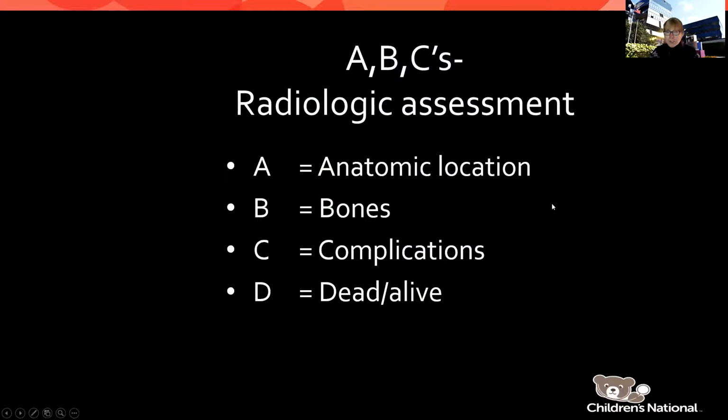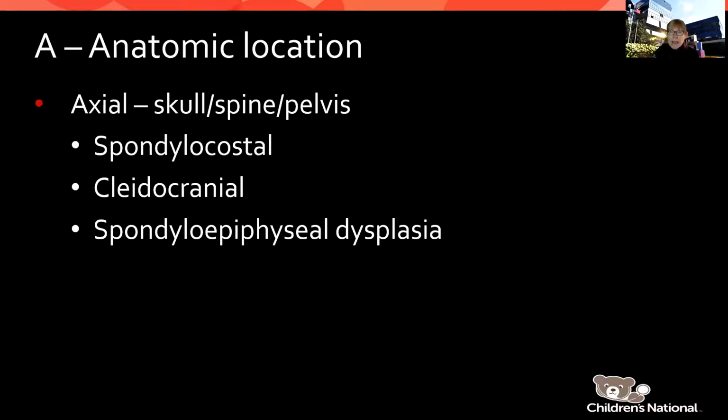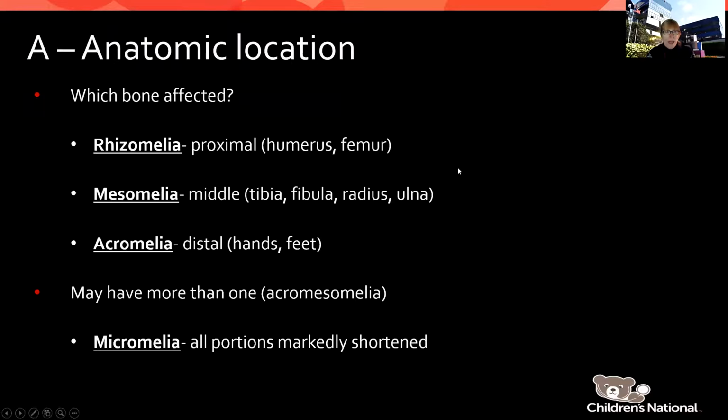So after you do your skeletal survey, we're going to be looking at each of the bones for location. Are there any complications? With the axial bones, you're going to be looking at the ribs and the spine together, the skull, and figuring out which of the bones are actually affected. I don't mean by humerus or radius necessarily, but be comfortable with the anatomic location.